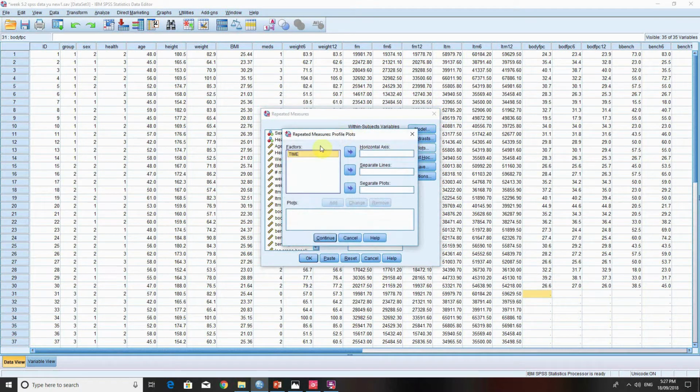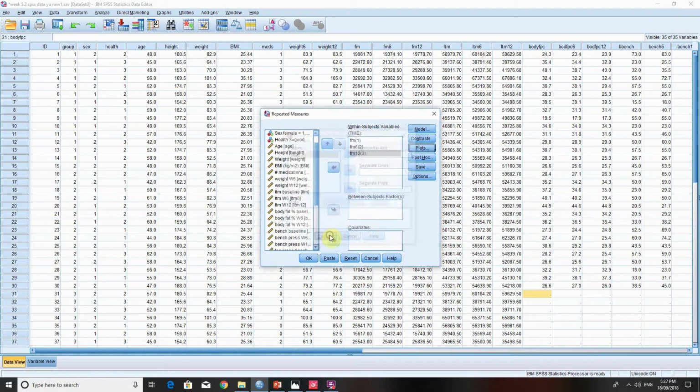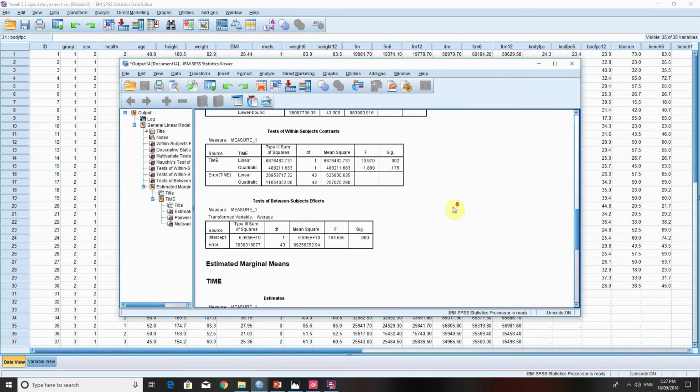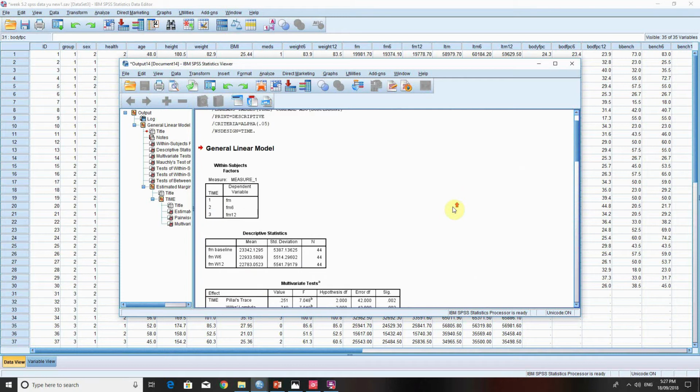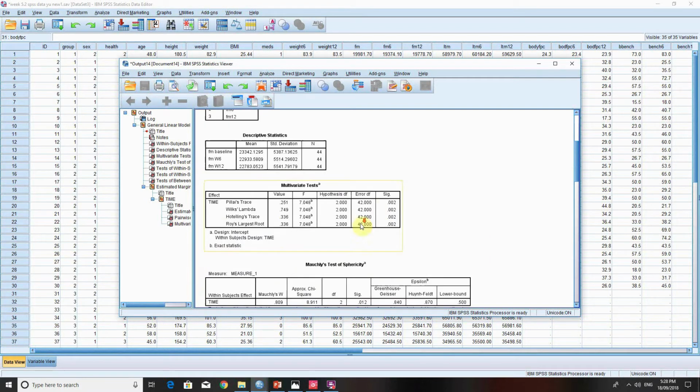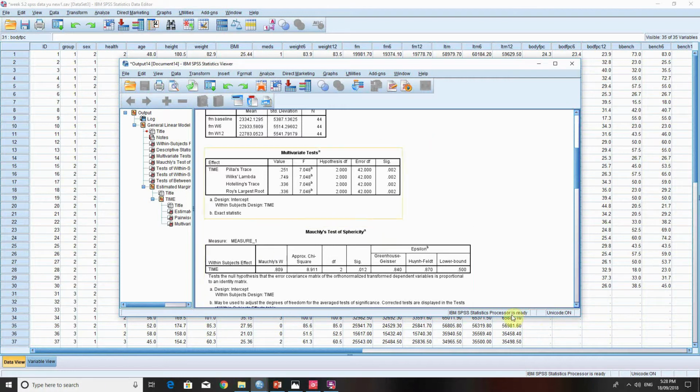You can also do a plot in the plot section if you wish, but for the sake of this test, I'm not going to. So that's all I have to do, and I'm going to press OK. And so you get a bunch of different outputs, and this is one of the harder tests to interpret. We're getting our descriptive statistics. That's the same old that you've been seeing the entire way through this course. We have this box called multivariate tests. Ignore it completely. We don't want to look at this.